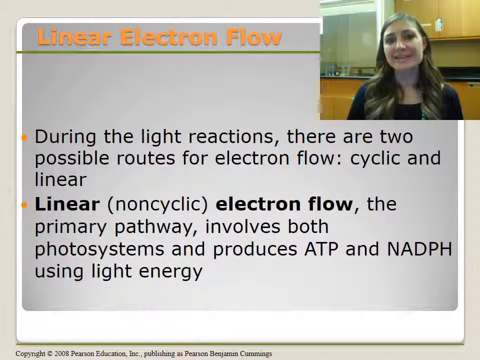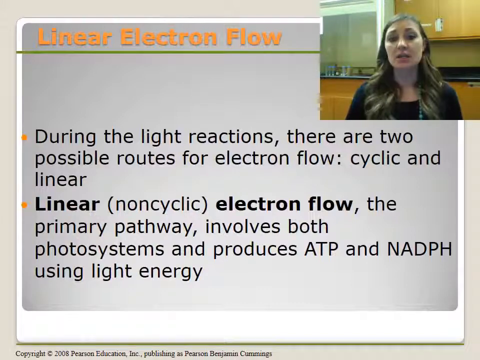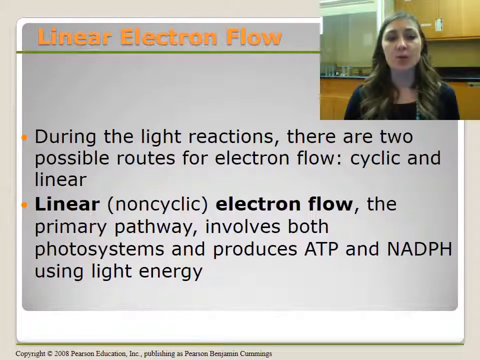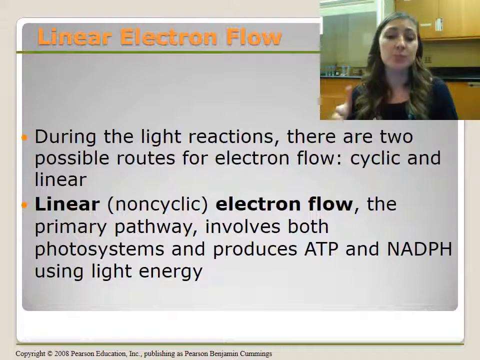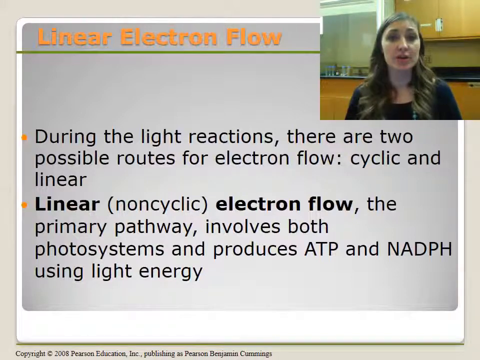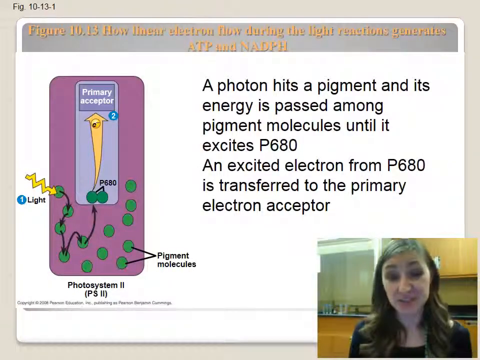When an electron gets excited during the light reactions, there are two routes it can flow through. It can either go through cyclic electron flow or linear electron flow. Linear, or non-cyclic, electron flow is your primary pathway, and it involves both photosystems. Moving from photosystem 2 to photosystem 1, it produces ATP, and your electrons are picked up by the electron carrier NADP+ to form NADPH. This uses light energy. Okay, so visually here's how it works.